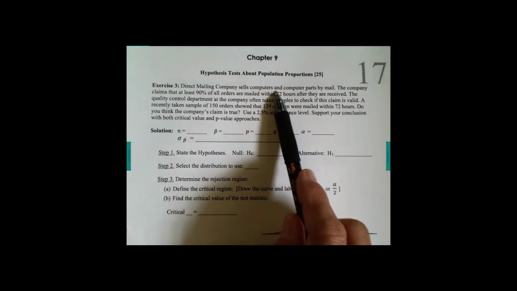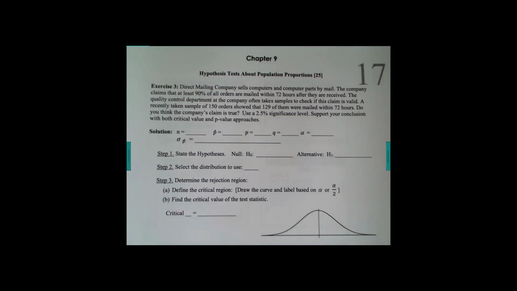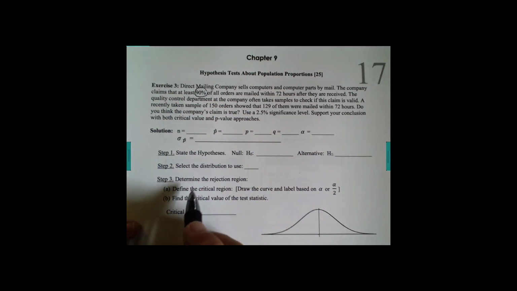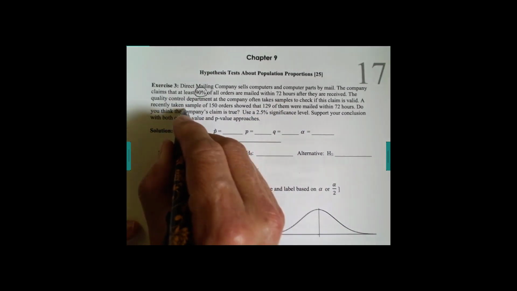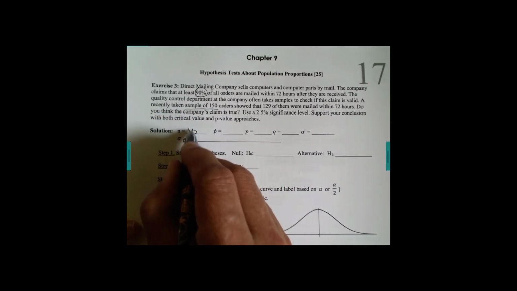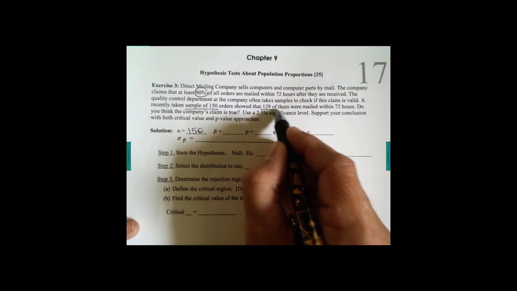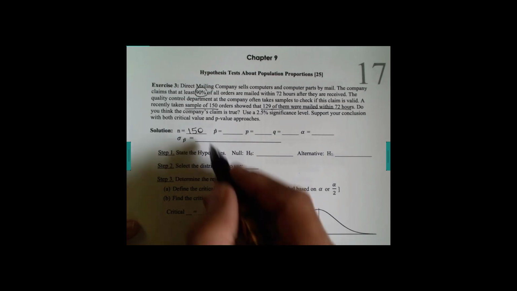Now this problem says Direct Mailing Company sells computers and computer parts by mail. The company claims that at least 90% of all orders are mailed within 72 hours after their receipt. Well, that looks like a proportion to me. So 90% they're saying are mailed on time within 72 hours. Quality control takes samples to check to see if it's valid. They took a recent sample of 150, and out of that 150, 129 are mailed within 72 hours. In other words, 129 are on time.